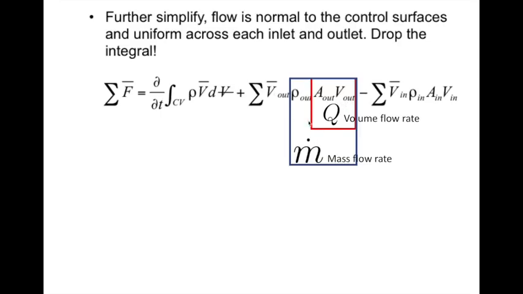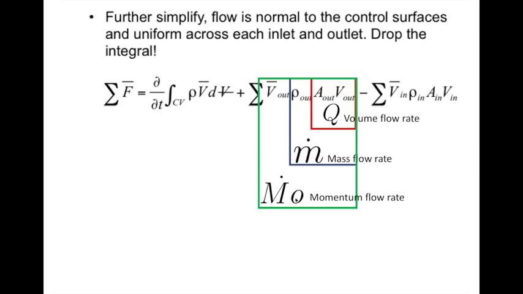If this is a mass flow rate and we multiply it by a velocity vector, that gives us a mass times a velocity, which of course is a momentum. So multiply that out and we identify a new term here that we're going to refer to as the momentum flow rate. So add those all up.